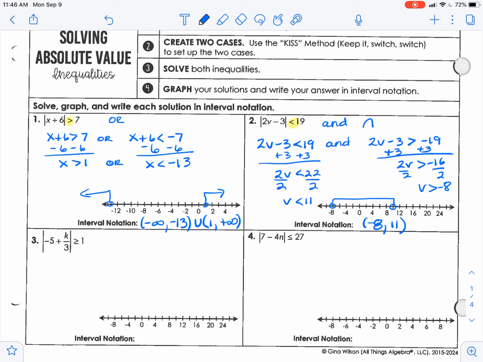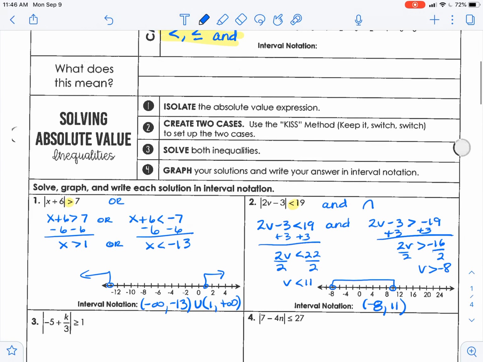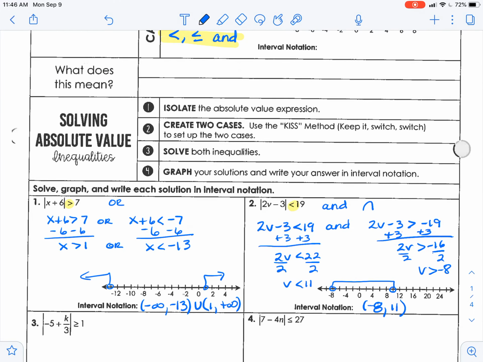Okay, now, I gave you some pretty simple ones. Let's talk about if they're not that simple. Here are the steps that we must go through. One, you always isolate the absolute value. So in other words, I need the absolute value part all by itself, just like what we did with our absolute value equations. We're always going to create two cases. The first one you keep, and the next one you switch the sign and switch the symbol.